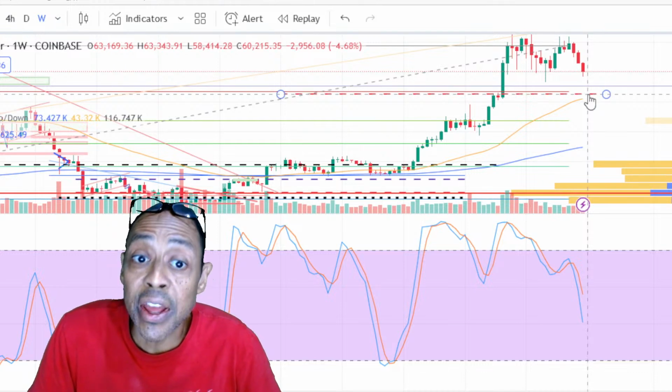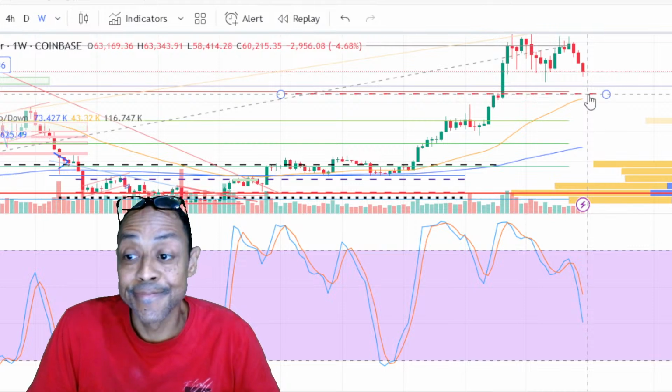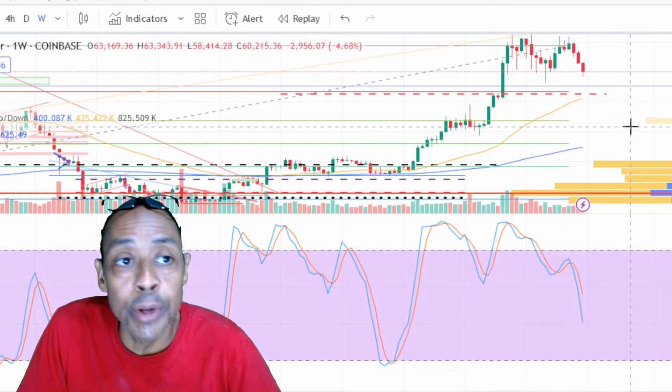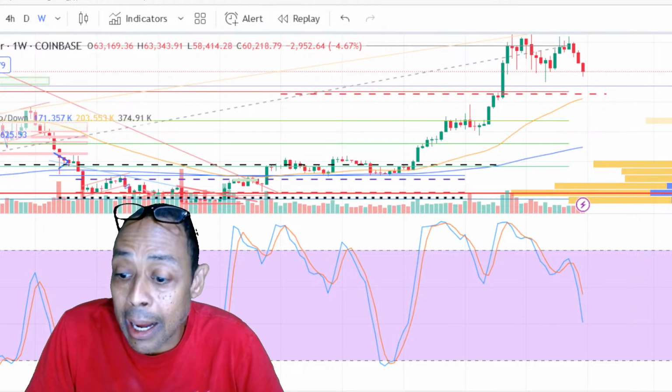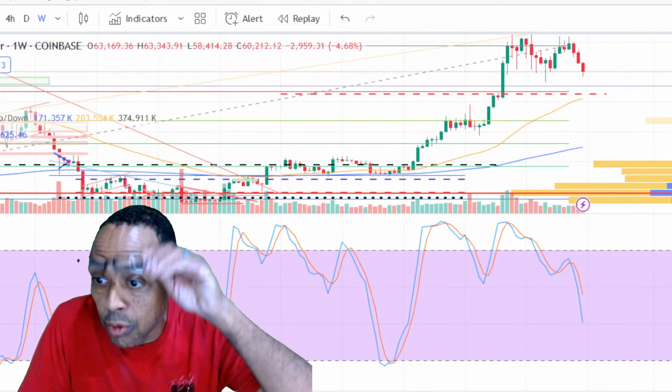But if we fail the red dash line, well, all bets are off. We don't know what can happen, but it could be a wonderful buying opportunity.